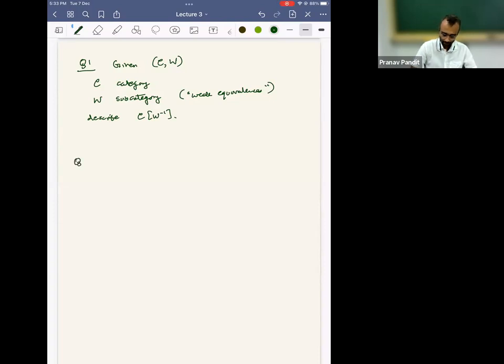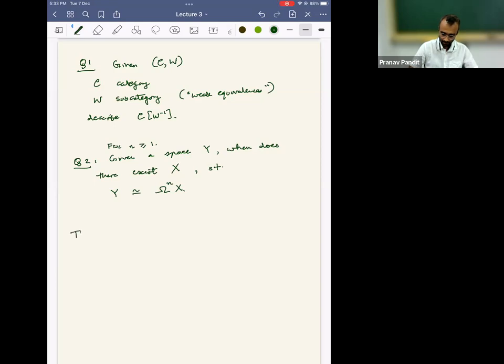And the second question was, given a space Y, when does there exist a space X such that Y is homotopy equivalent to the nth loop space of X? Could we fix some n and ask this question? And we answered this question.